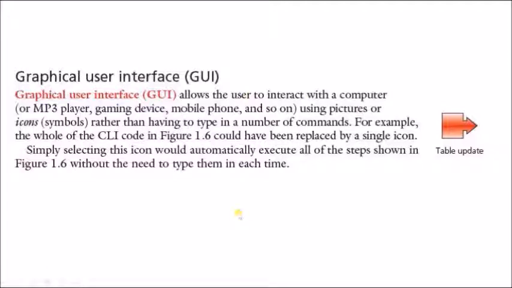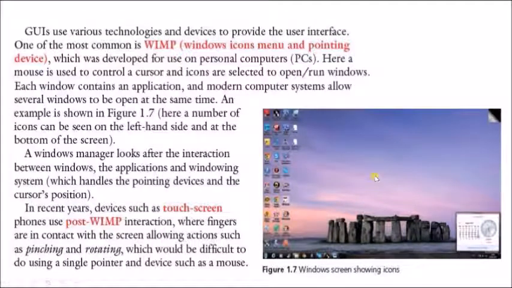Now, let's see here. This is Windows. This is a graphical user interface. We have to remember the four main features of the GUI interface. It is WIMP: Windows, icons, menu, and pointing devices, which developed the use of the personal computer. The mouse is used to control the cursor and icons, which are selected to open and run windows.